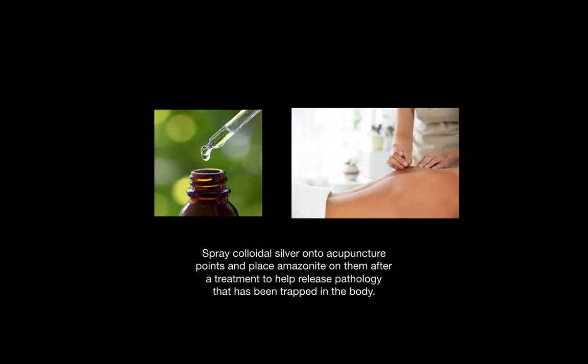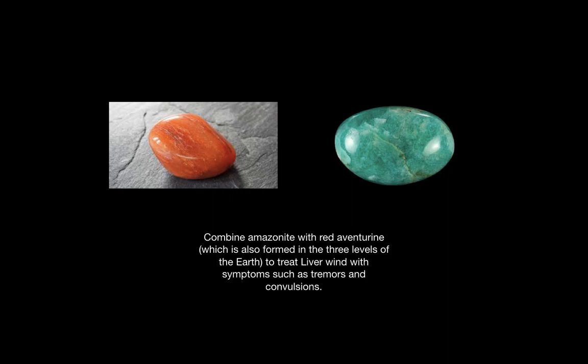After an acupuncture treatment designed to help release pathology that has been trapped in the body, such as with a half exterior, half interior syndrome, you can spray colloidal silver onto the points and place Amazonite onto them afterwards to help further release the pathogens.